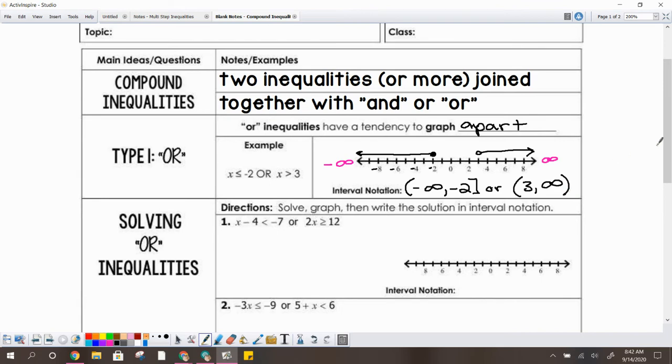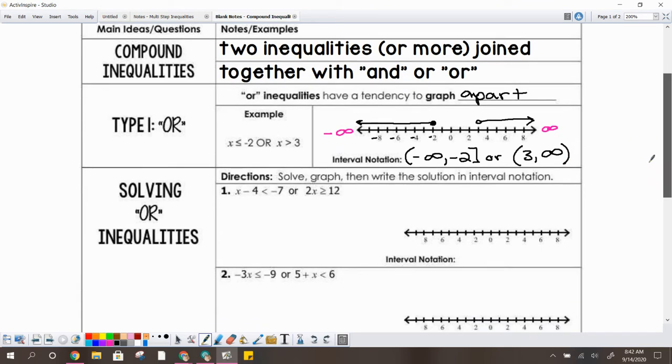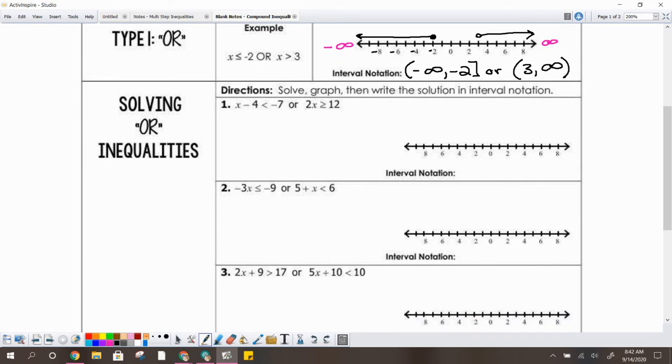So number 1, let's try that. Now we have to actually solve it, which we've already practiced, so we should be good. For number 1, you want to add 4 to both sides. So I'm adding 4 to this, and I get -3. The sign stays the same. Over here, we're multiplying by 2, so to get rid of that I have to divide by 2. Since it's positive, the sign stays the same. So my answer here is x is less than -3, or x is greater than or equal to 6.